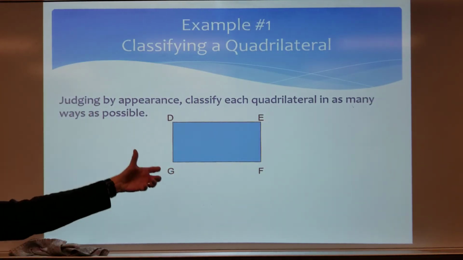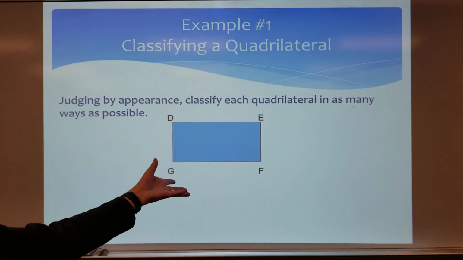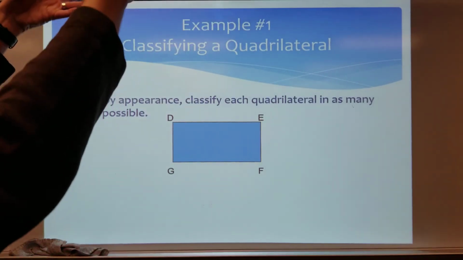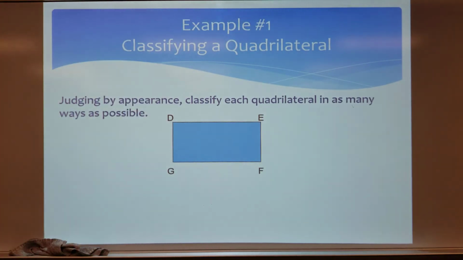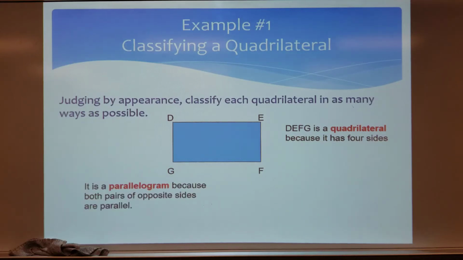You may wish to start by saying, hey, this looks like a rectangle to me, and then work backwards up that family tree. Well, if it's a rectangle, then it's a parallelogram, and it obviously is a quadrilateral. So we know it's a quadrilateral because it has 4 sides. It is also a parallelogram because it appears that both pairs of opposite sides are parallel. But at its most specific classification, we would call this a rectangle because it appears to have 4 right angles.